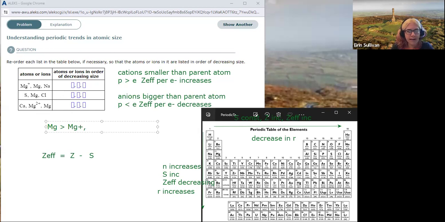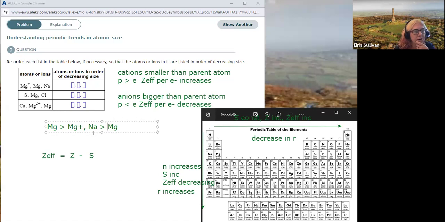All right, so compare magnesium and sodium. They're both in period 3, the same period. We know that as you go across a period, your effective nuclear charge is going to increase, therefore your radius is going to decrease. So we know that magnesium is going to be smaller than sodium. However we want to write that, sodium's bigger than magnesium, I guess.